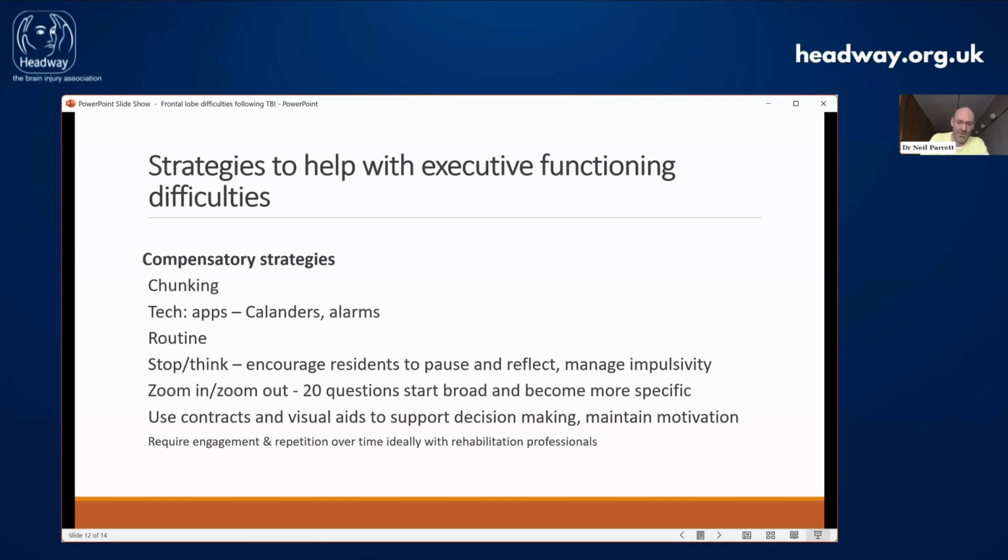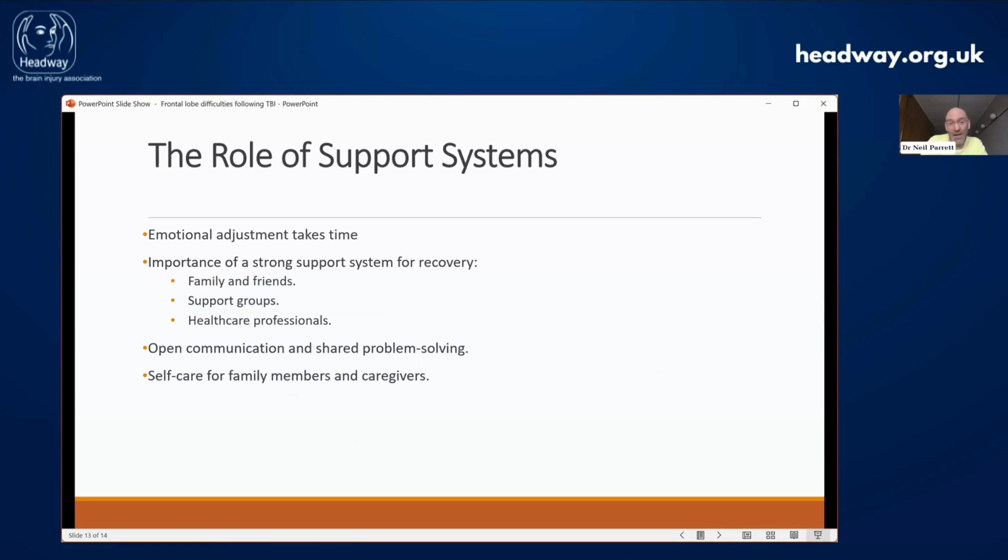So yes, these are strategies that you can try yourself, but I think they're best done with the support of other people. And that finally brings me to the support system around the individual. Emotional adjustment to a brain injury is a lifelong journey, actually. And it's not just a lifelong journey for the individual, it's also a lifelong journey for the friends and families around them.